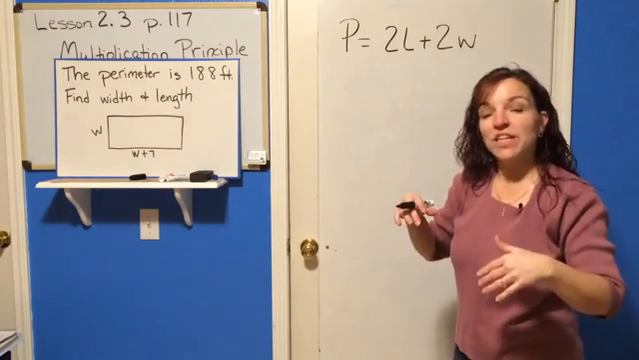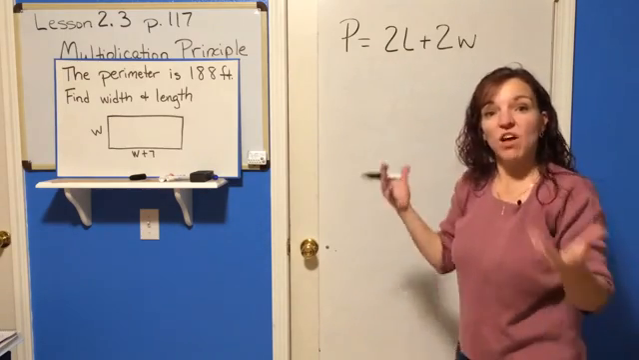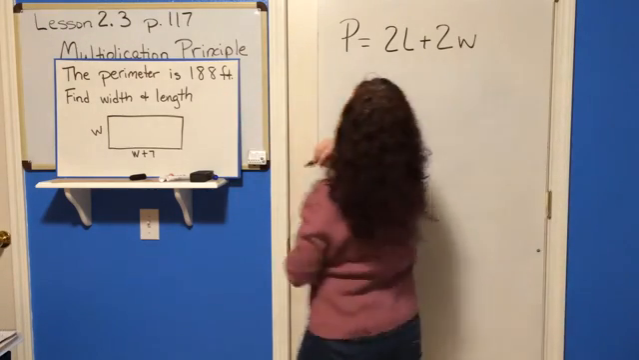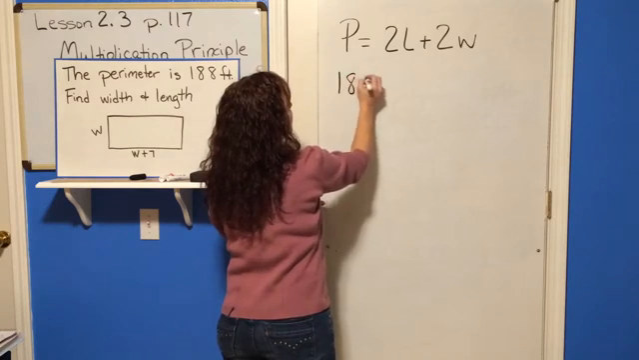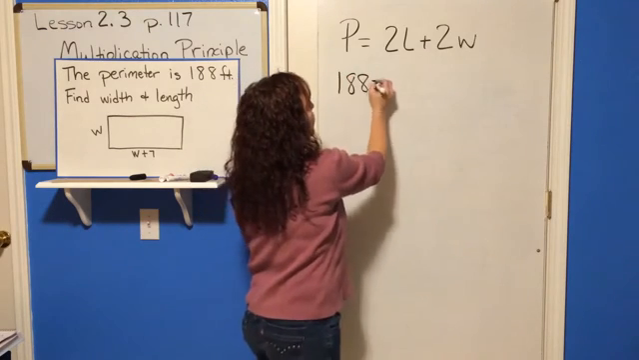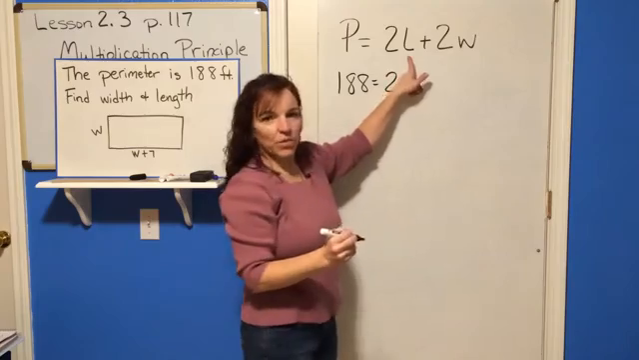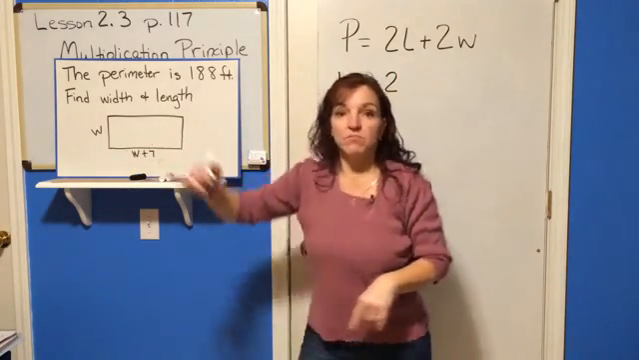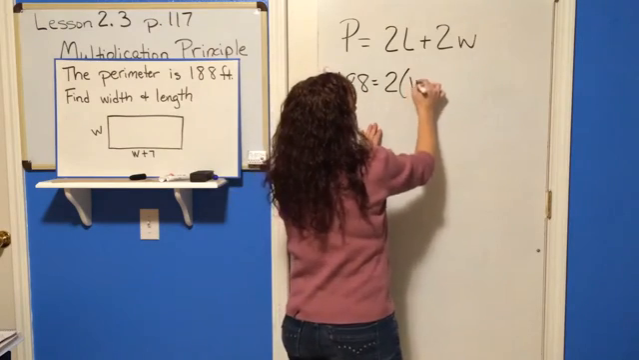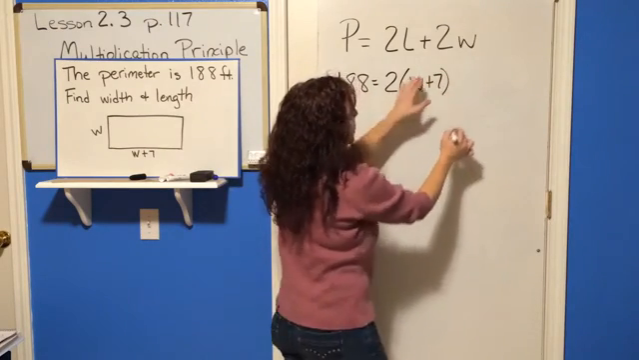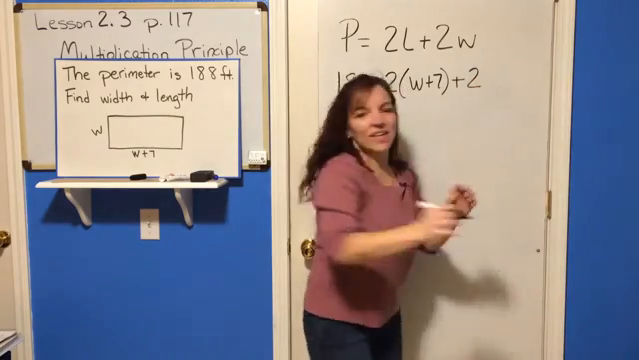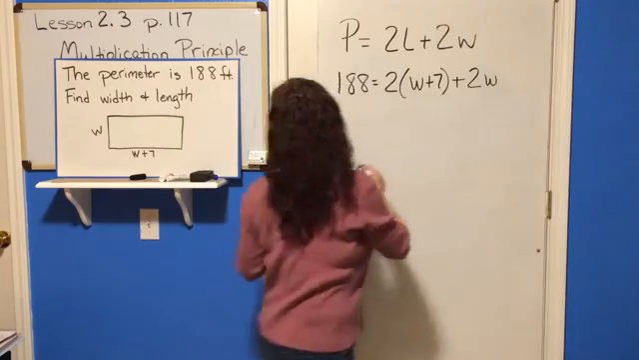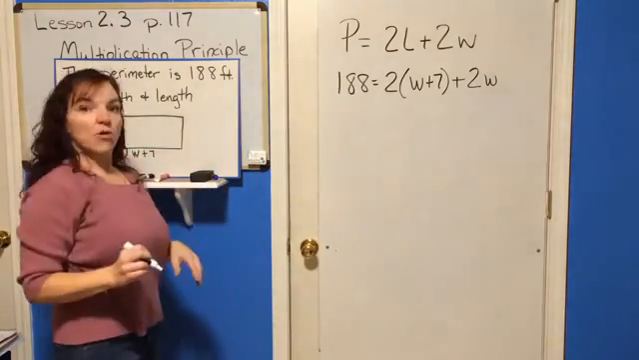So that's fine and dandy, except I've got all of these letters. So let's replace as many as we can. If we have just one letter, then we can solve for it. One variable we can solve for. So we know the perimeter is 188, so we can put that in for P. Perimeter equals 2 times the length. What's the length? Well, in this case, the length is W plus 7. So put that in. Plus 2 times the width, and in this case, the width is still just W.